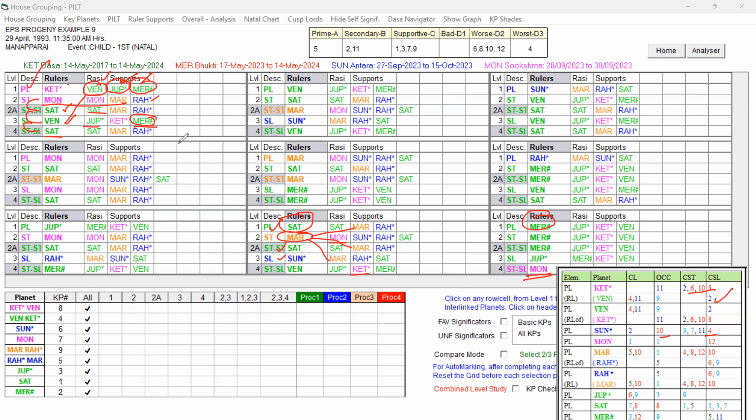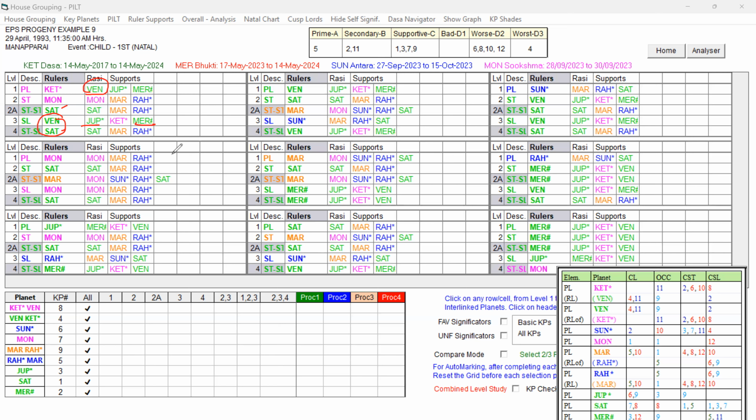Bhukti Lord should be the strongest one, and Bhukti Lord should have the key planets of the Dasa Lord. Which are the key planets favoring that Dasa Lord for the progeny? Venus and Saturn, right? These two planets, Saturn and Venus. And if Venus comes, Jupiter comes, Mercury comes, they're all in support.